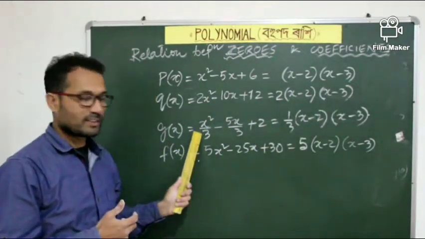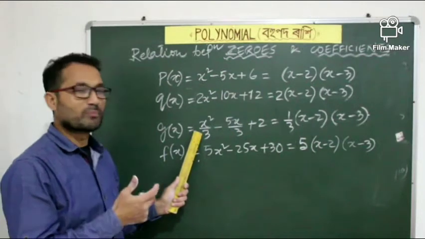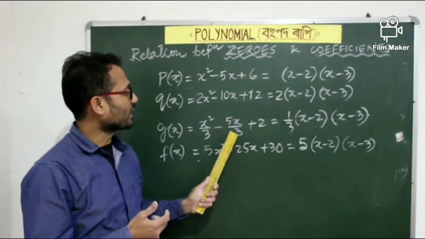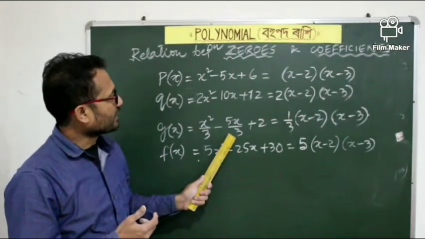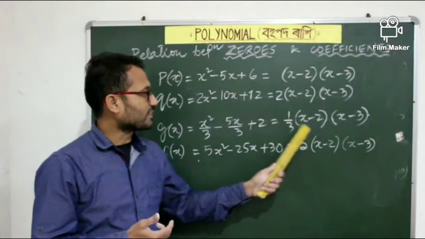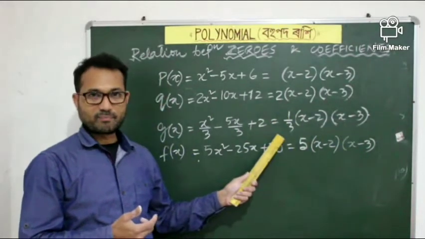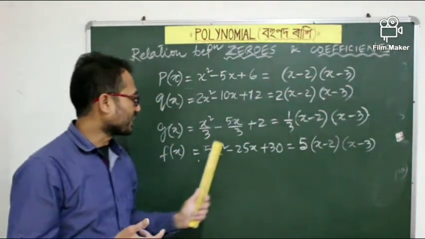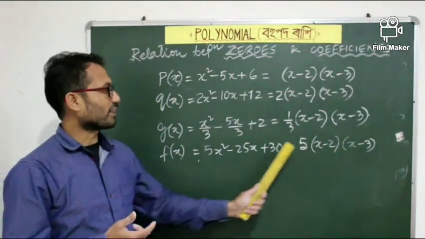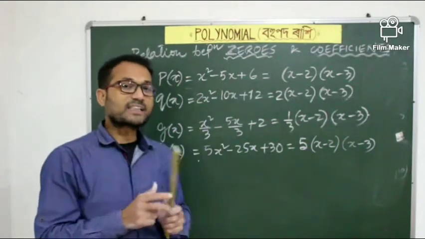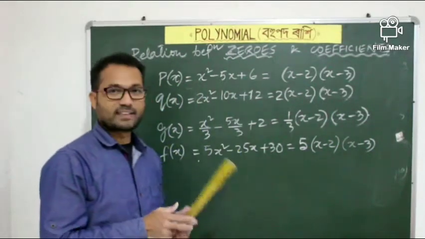And in this case, when the polynomial is x squared by 3 minus 5x by 3 plus 2, the factorization we got is this way. The factors are 1 by 3, (x minus 2), (x minus 3). And here we got the factors as 5 times (x minus 2) times (x minus 3). Now, an interesting thing you can see here.